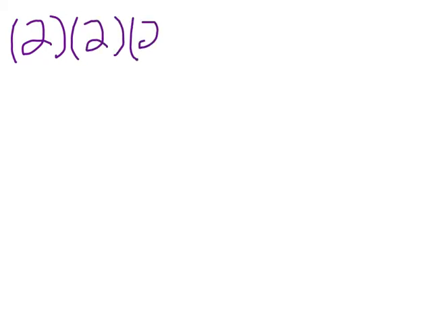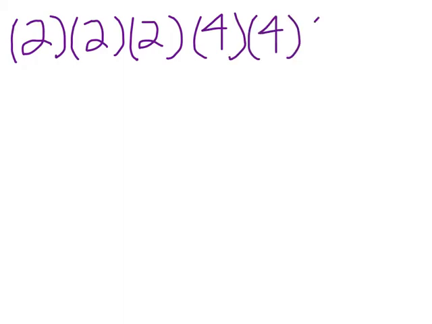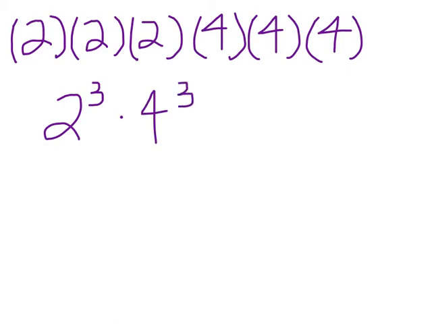Okay, so if we do this the other way, we have 2 times 2 times 2 times 4 times 4 times 4. Now we're just going to count how many 2's we have. We have 2 times itself 3 times, and then we have 4 times itself 3 times. That's just another way to write this. It's a simplified version, and then we can simplify it even more by solving it.